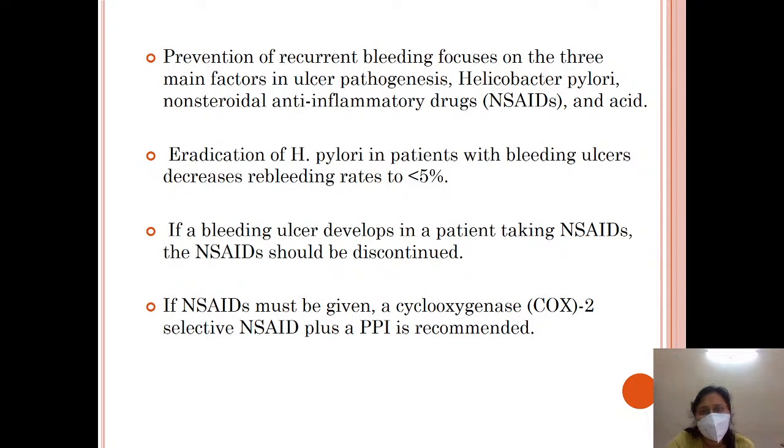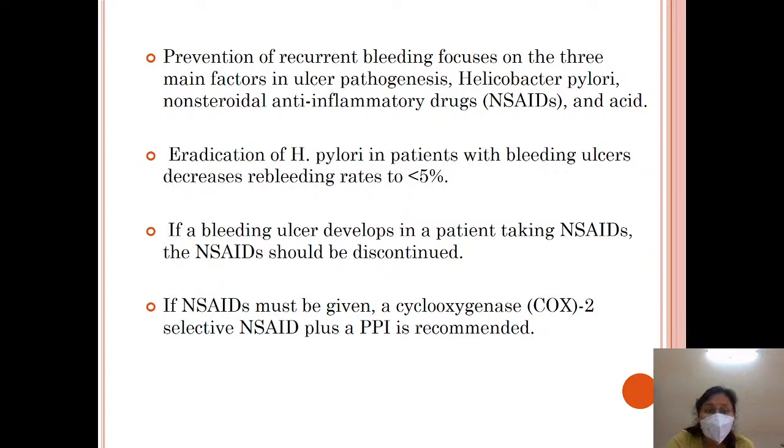Prevention of recurrent bleeding focuses on three main factors in ulcer pathogenesis: Helicobacter pylori infection, non-steroidal anti-inflammatory drug, that is NSAID, usage, and acid. Eradication of H. pylori in patients with bleeding ulcers decreases rebleeding rates to less than 5%. If a bleeding ulcer develops in a patient taking NSAIDs, the NSAIDs should be discontinued.